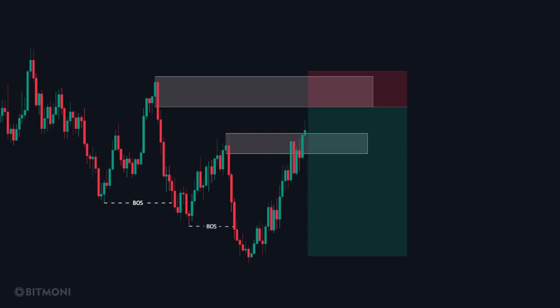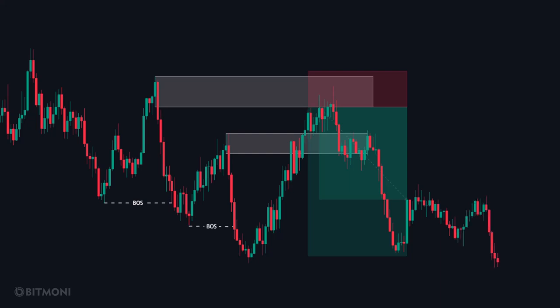Now letting the trade run, you can see how price cleared the inducement, tapped into the supply zone, and moved in our direction. So this is simply how you can identify inducement zones to avoid being trapped, thereby reducing your losses and increasing your chances of winning.